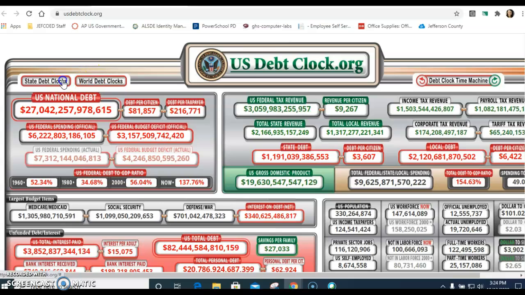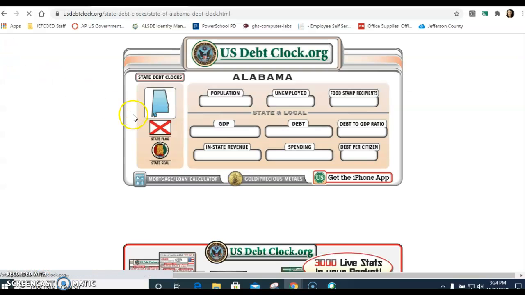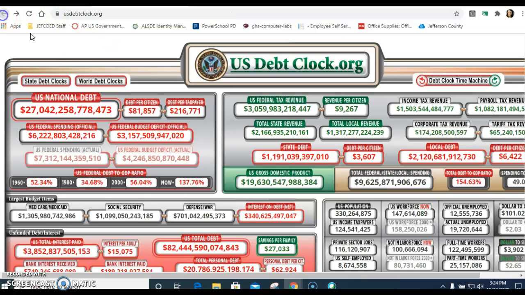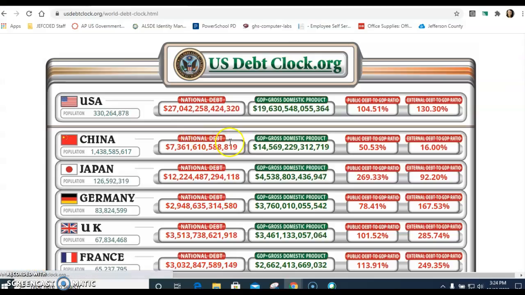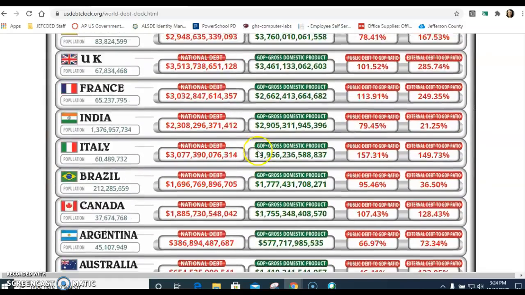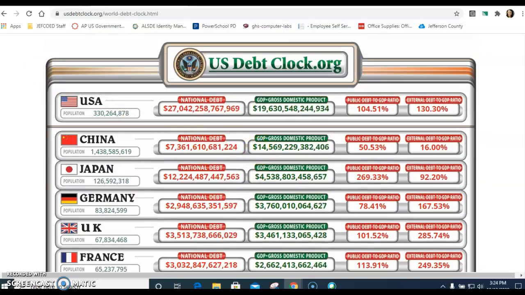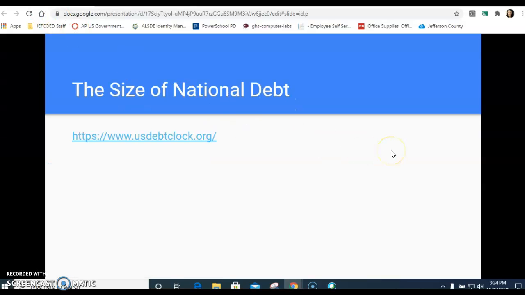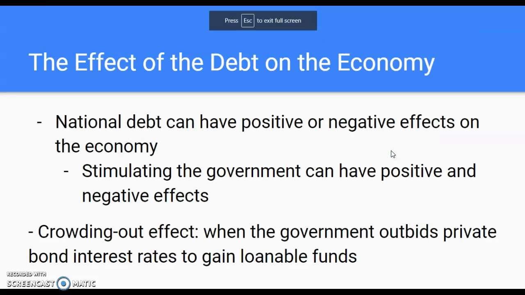You can also go to your state debt clock. So if you click on Alabama, it is also going to show you our state GDP, our debt, in-state revenue, spending, debt per citizen. All of that is there, unemployment, things like that. So kind of a neat tool to be able to look at world debt clock so you can see different countries and how they stand compared to the United States. So that is a fun tool, but also kind of a depressing tool to look at.